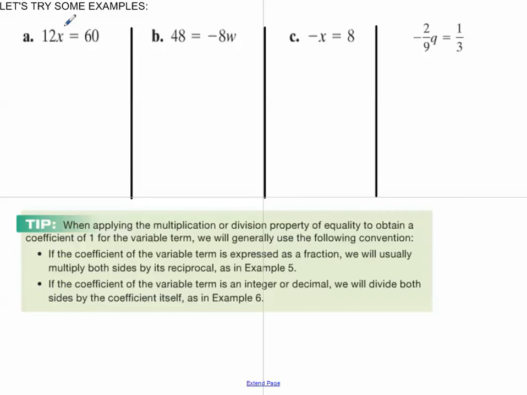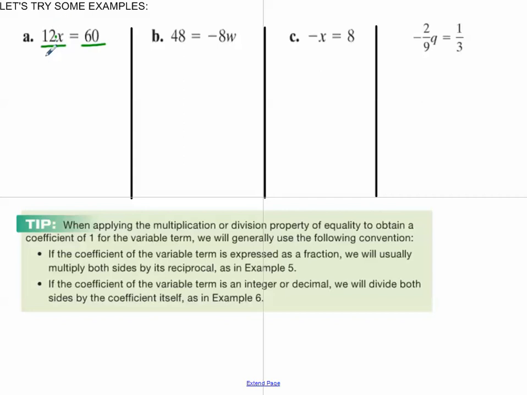So let's try some examples. If I've got 12x equals 60, that 12x means that they're standing right next to one another. They're multiplied by one another. There's nothing between them, so we have to understand that there's multiplication between them. I've got 12 times x equals 60. To get rid of the 12, we have to do the opposite of the function.